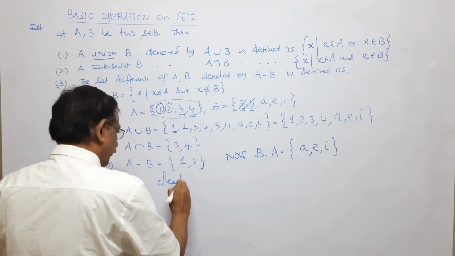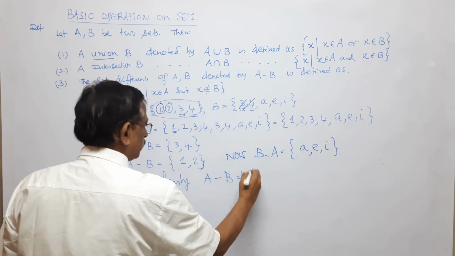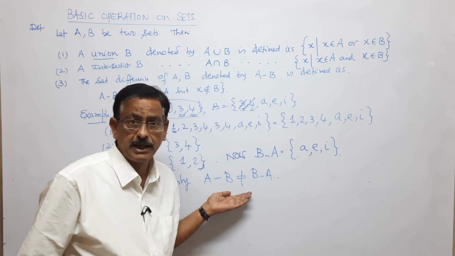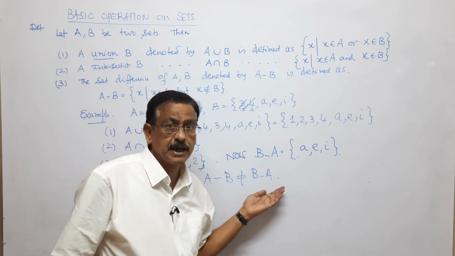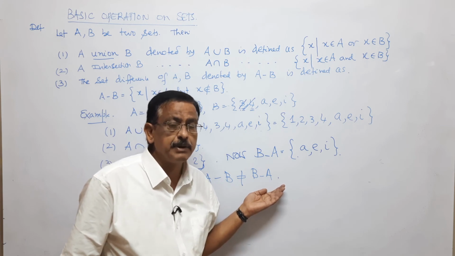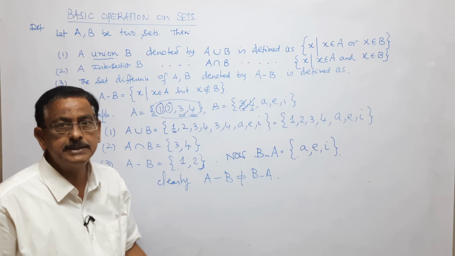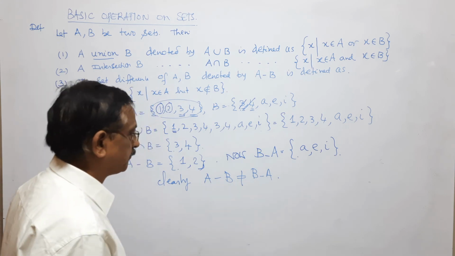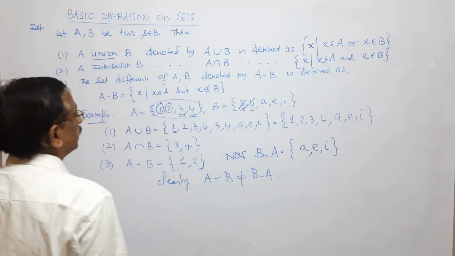Clearly, A minus B is not equal to B minus A. Why? Equality of two sets can be done only when every element of A minus B is an element of B minus A and every element of B minus A is an element of A minus B. So they are not. Hence, A minus B is not equal to B minus A. In general, a particular example may have it, but you may have the.